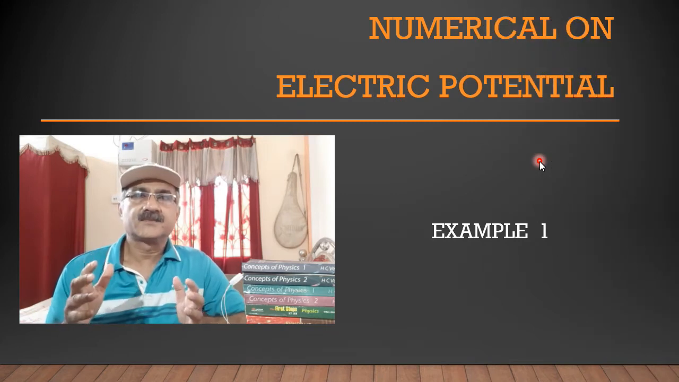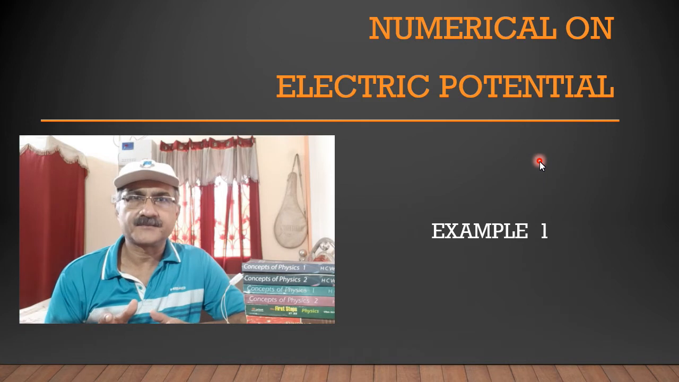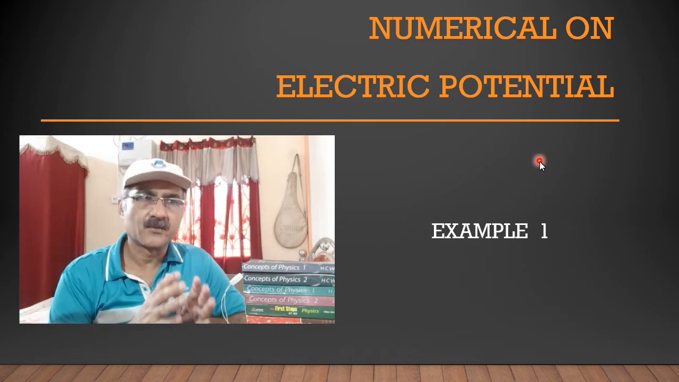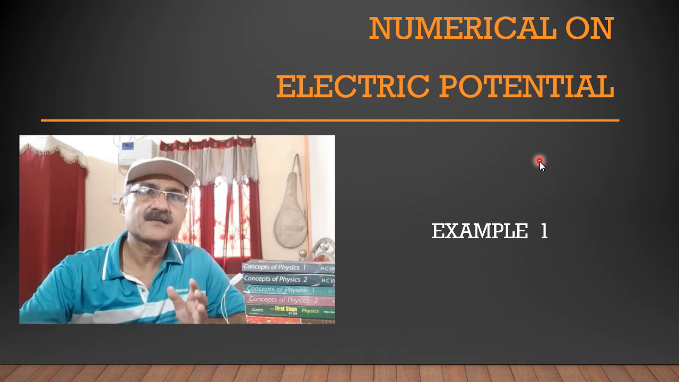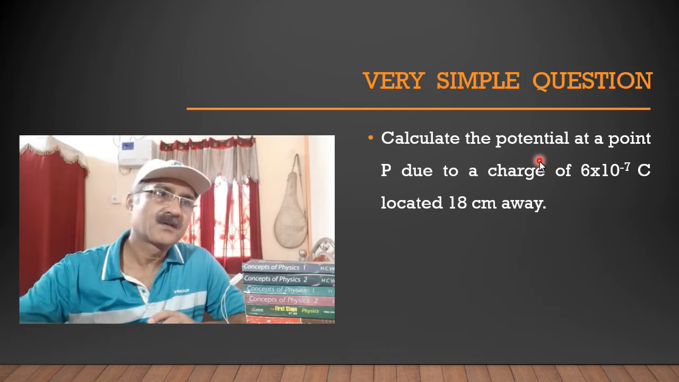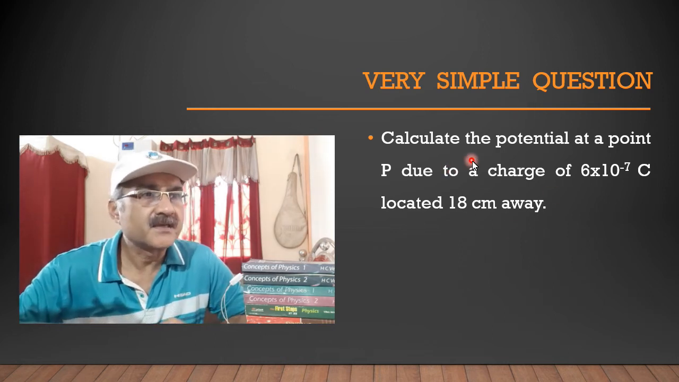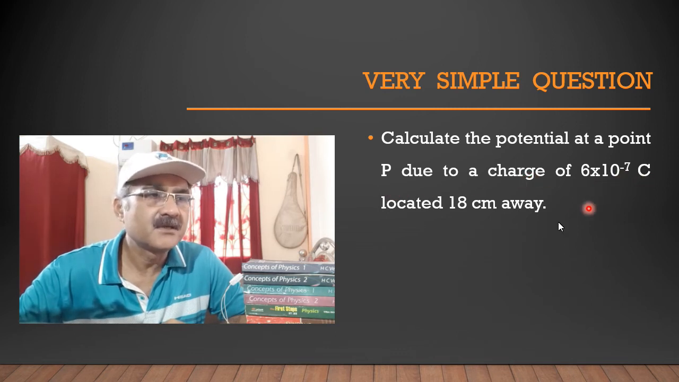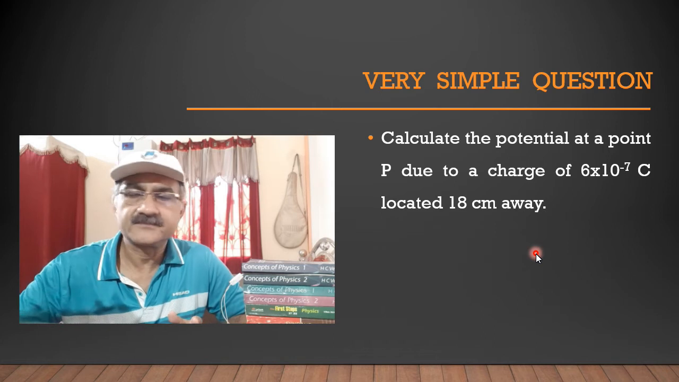So let's take up a few numerical problems on electric potential. This is example 1. Obviously this will be a very simple question. The question is, calculate the potential at a point P due to a charge of 6 into 10 to the power minus 7 coulomb located 18 centimeter away. So let's solve this question.